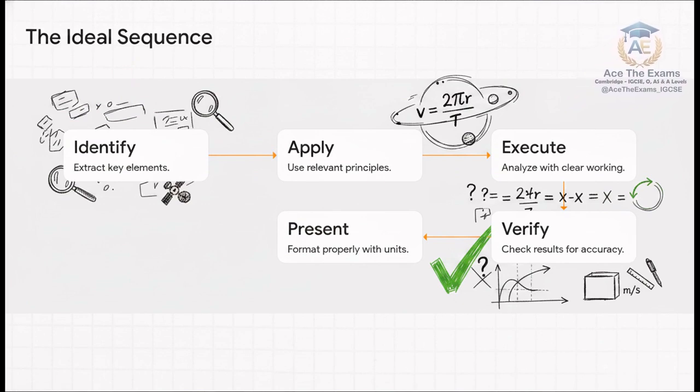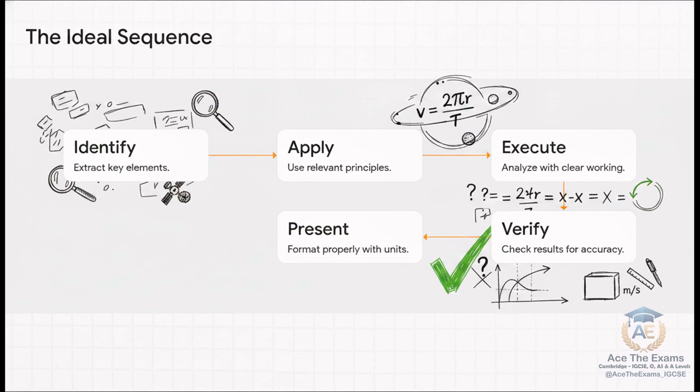Step 1, identify key elements directly from the text or the table. Step 2, apply relevant principles. This means explicitly stating your formula, v equals 2 pi r over T, and linking any necessary cross-topic ideas. Step 3, execute the analysis with incredibly clear working. Show every step of your substitution.